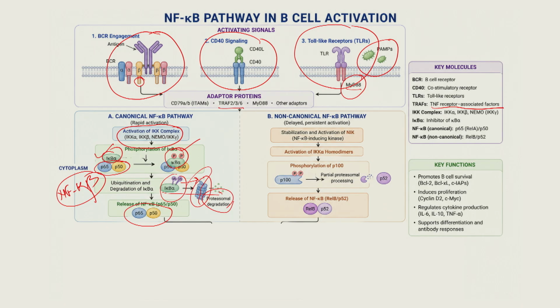Let's move on to the non-canonical pathway, which happens in a very delayed way. It's a very slow process. And what's happening here is that a different protein comes into the picture. This is called P100. This P100 is getting phosphorylated by different kinases, and once the kinase phosphorylates it, P100 is getting partially degraded to release P52. It's a part of the P100 molecule.